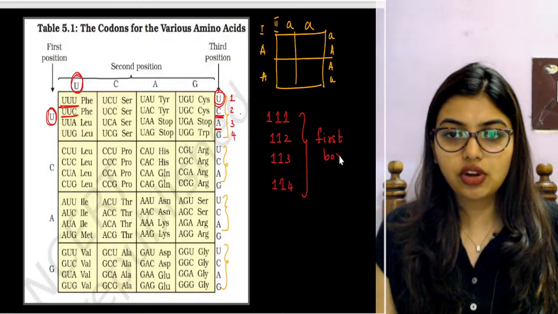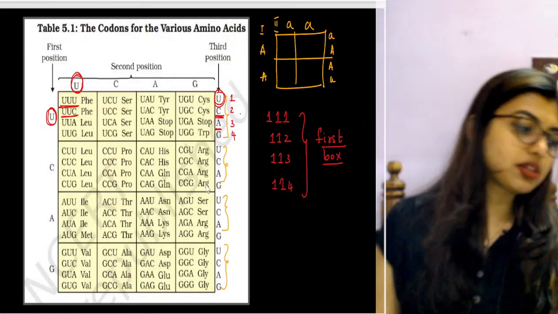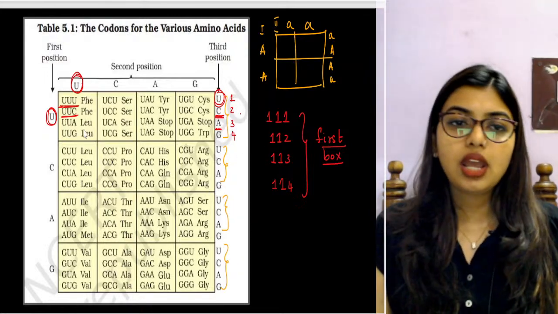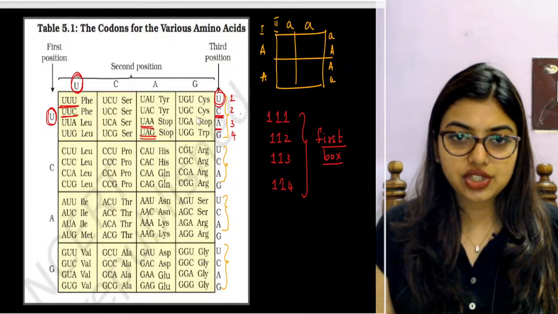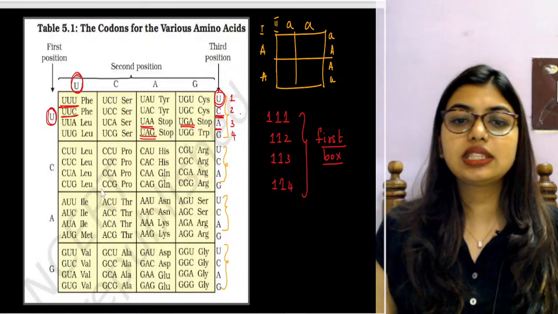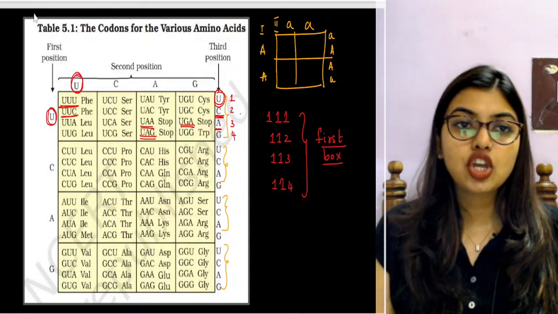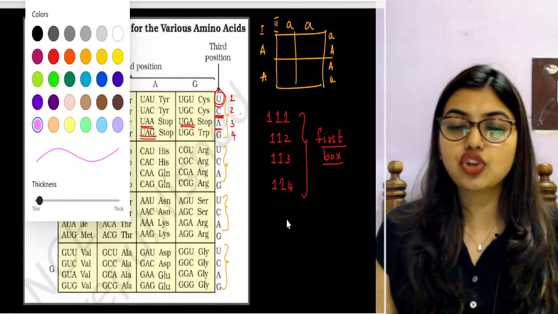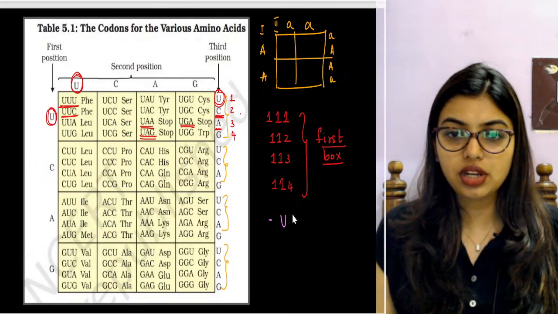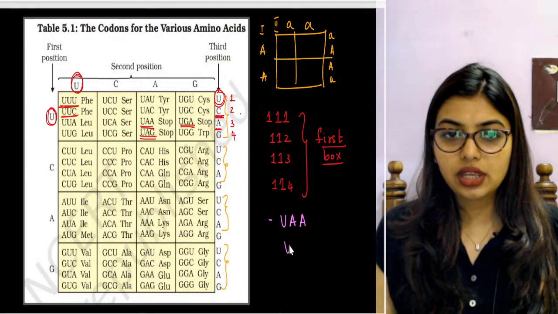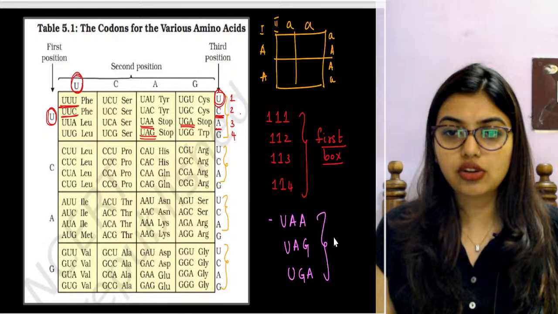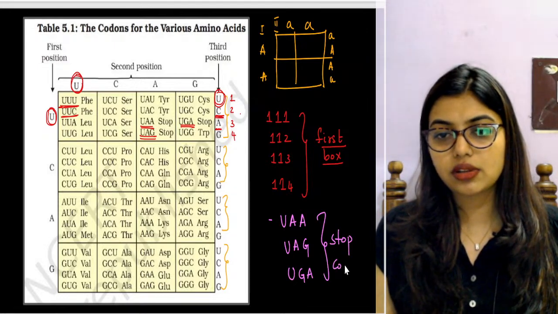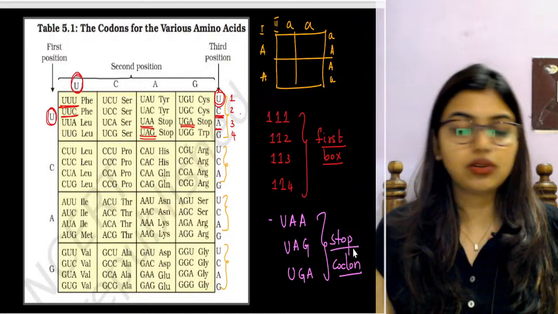Got it? So you do not have to know all of this, but just remember that you have to know how this formation happened. So here students, what you have to focus on is UAA, UAG and UGA. These 3 are the stop codons. Stop codons means what? They stop the translation from happening. So UAA, UAG, UGA, this is the combination. These 3 are the nonsense codons or the stop codons. Are you all following? Yes or no?